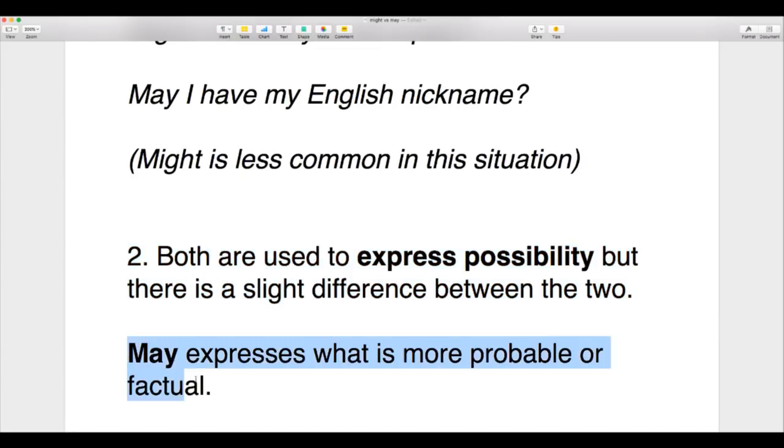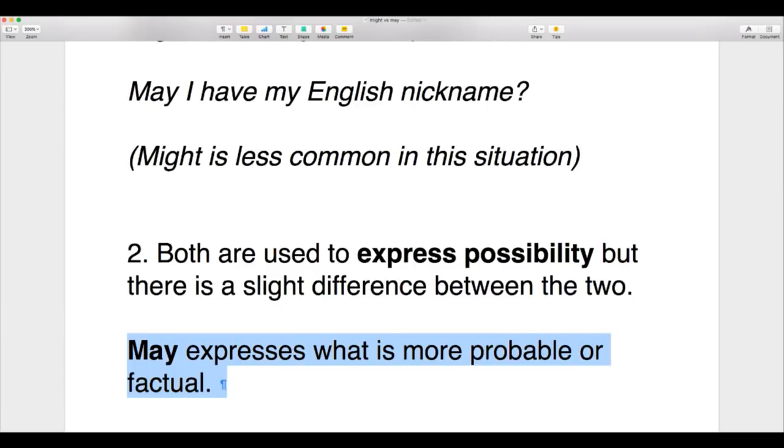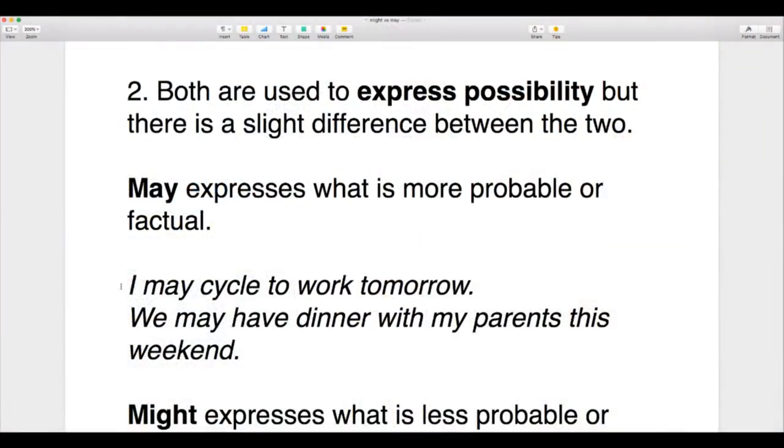So may expresses what is more probable and factual. So if something is highly likely to happen, or it's very possibly factual, then we should use may. So, for example, I might say to you, I normally drive to work, but tomorrow I may cycle to work tomorrow. So it's highly likely to happen. It's very probable. So I'm using may. I may cycle to work tomorrow.